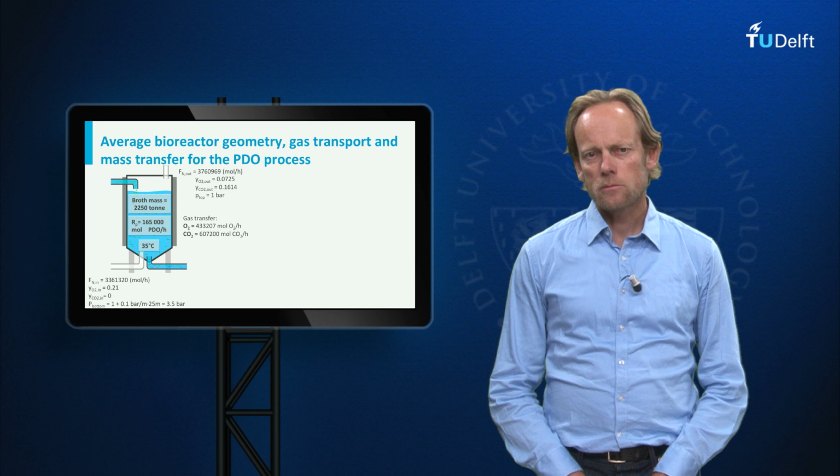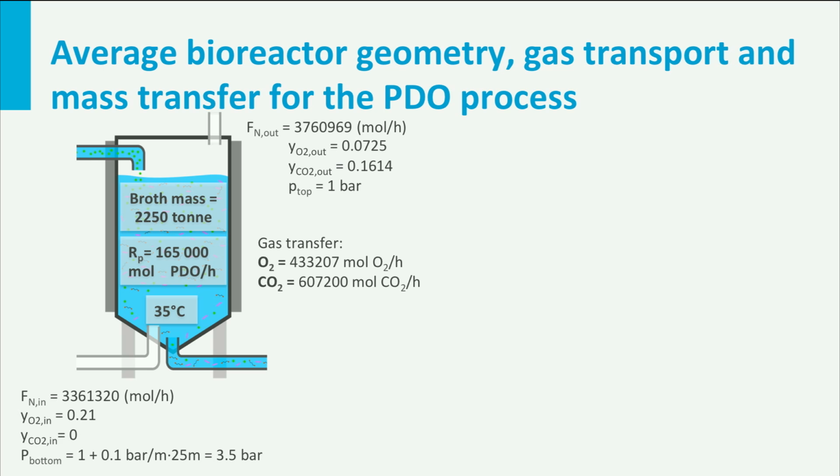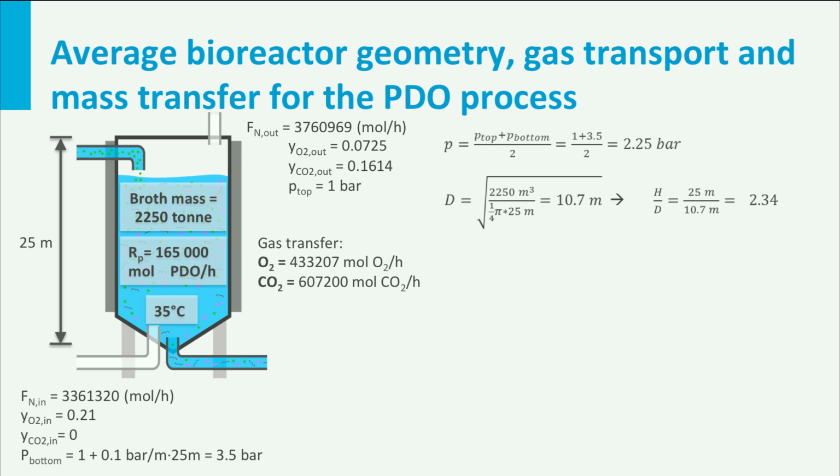According to the literature, the most efficient mass transfer rate in kilowatt hours per mole oxygen transferred in the bubble column is achieved with a height h of 25 meter. In this case, the average broth pressure is 2.25 bar. Assuming a cylindrical shape, the vessel diameter is then 10.7 meter and the aspect ratio h over d is 2.34. The required oxygen transfer rate is 193 moles per ton per hour.